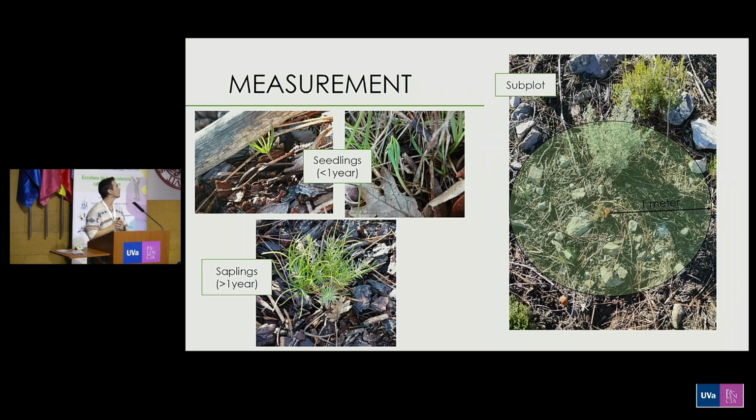Well, the first things were the pines of less than 1 year, also known as seedlings, and the pines of more than 1 year, or saplings. How do we know whether a pine is a seedling or a sapling? Because sometimes they are mixed. Because we name, we measure, and we locate each seedling each year, so the next year, if it is still there, it will be a sapling.